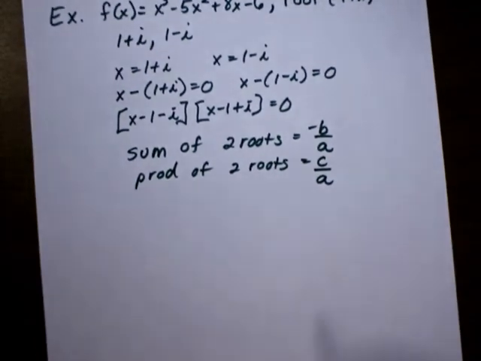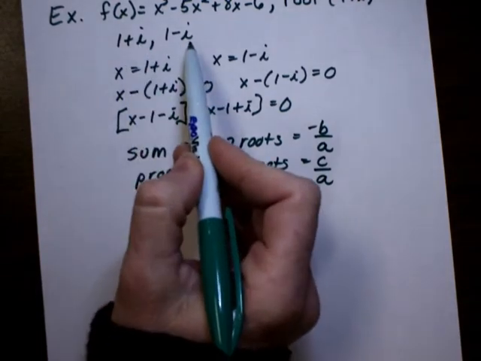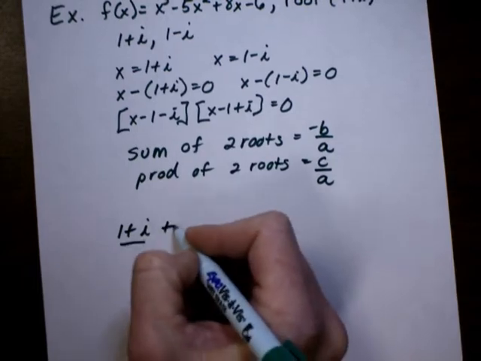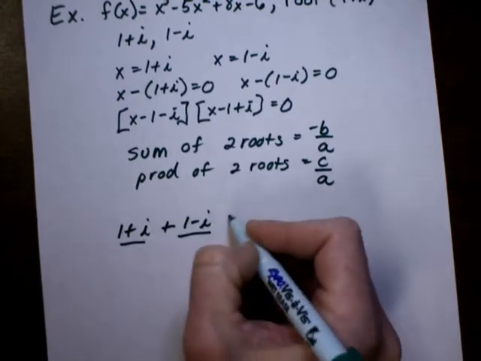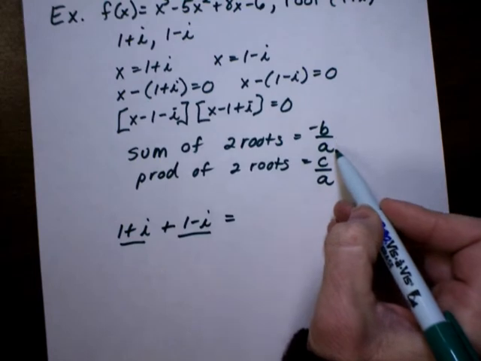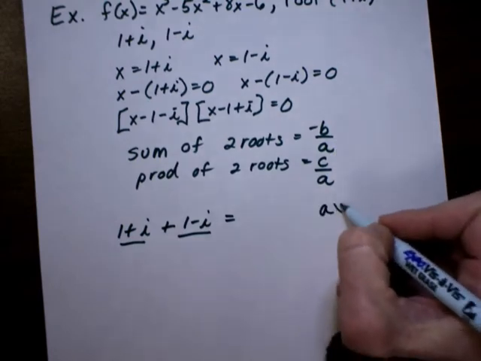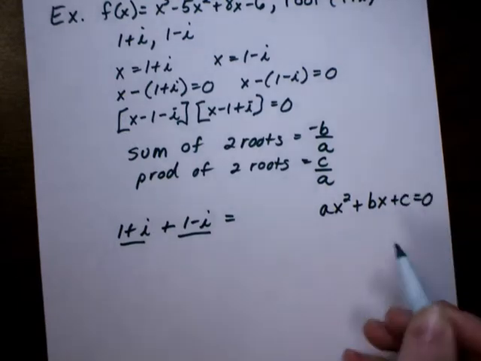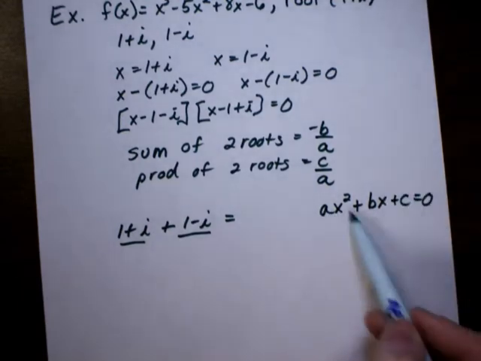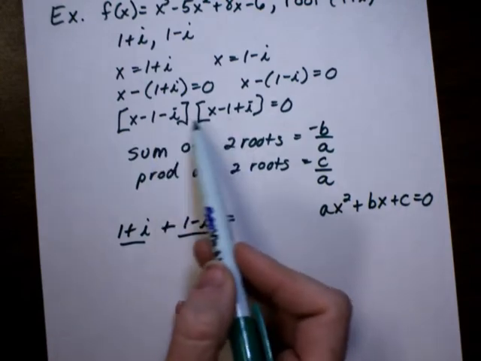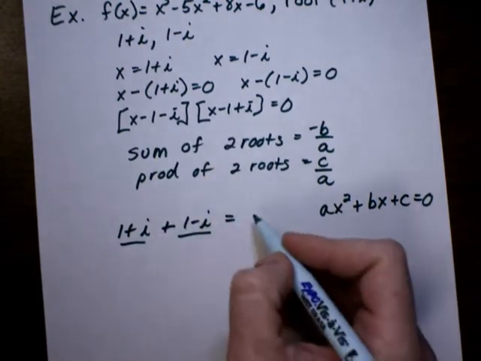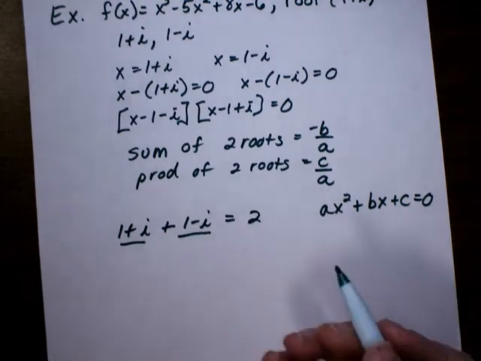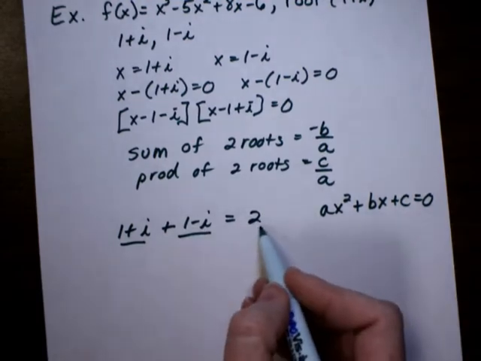I have my 2 roots, 1 plus i and 1 minus i. If I add those together, the first root and the second root, I will get the ratio negative b over a. And remember, a quadratic is of this form. So if I can find a, b, and c, then I've got this nice quadratic rather than multiplying these out. So let's add these together. 1 plus 1 is 2. i plus negative i is 0. So that doesn't factor into our problem.